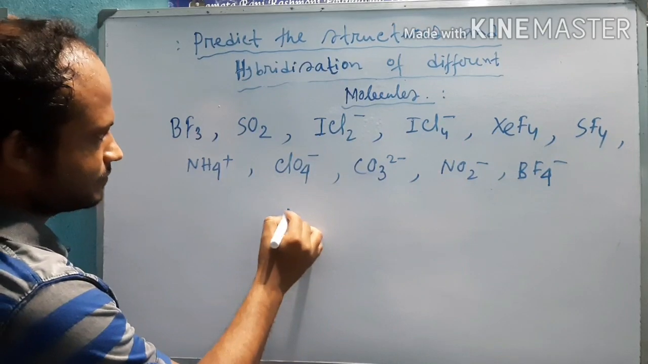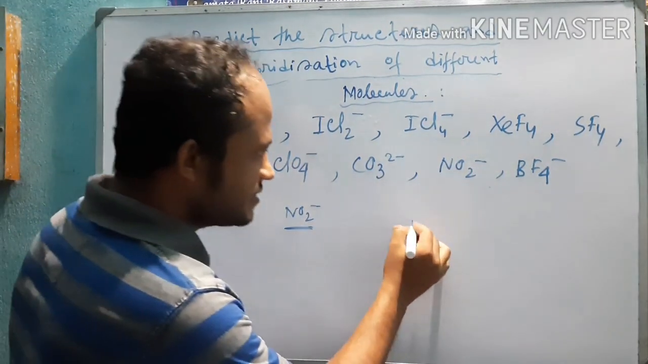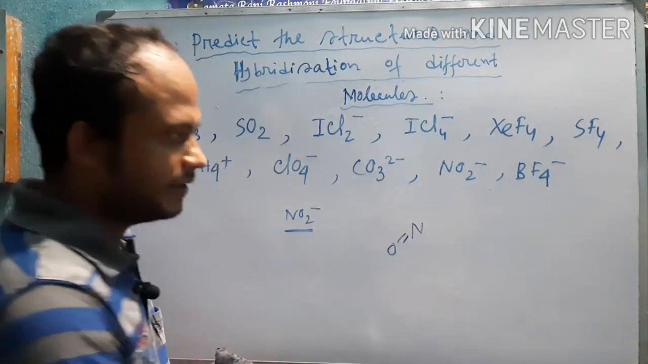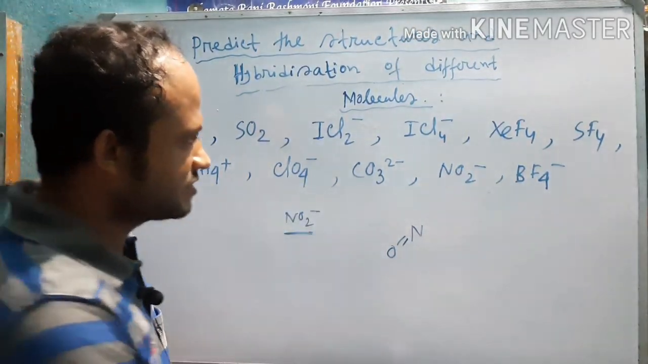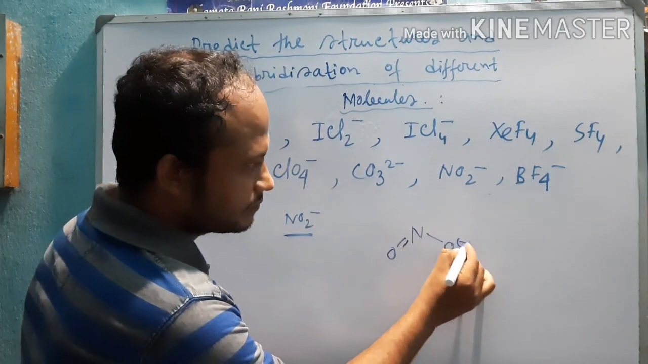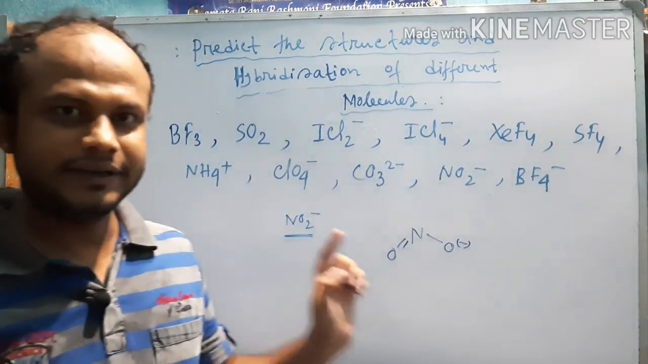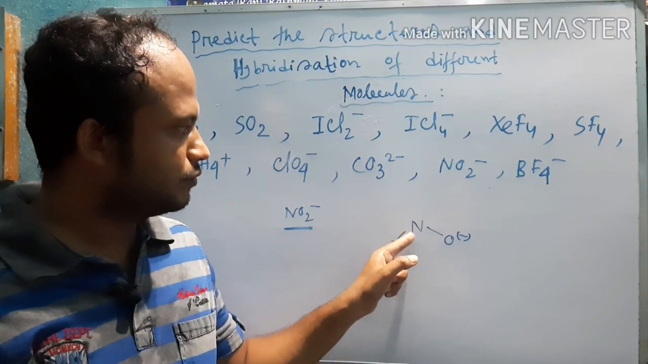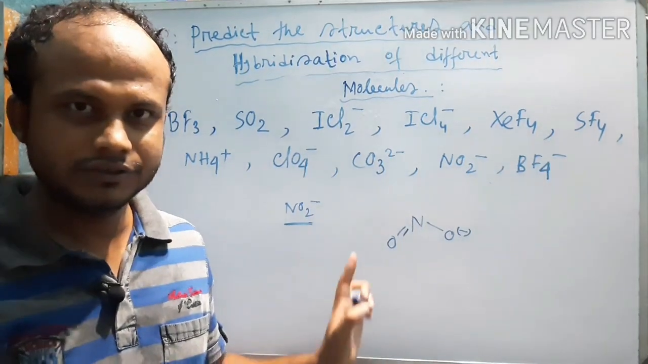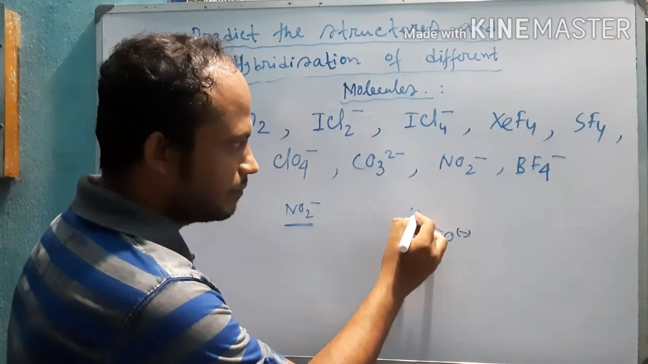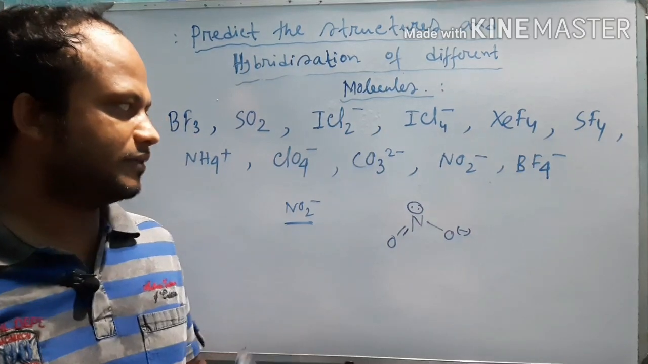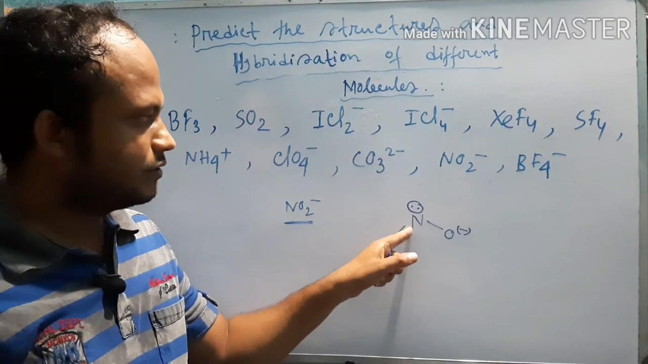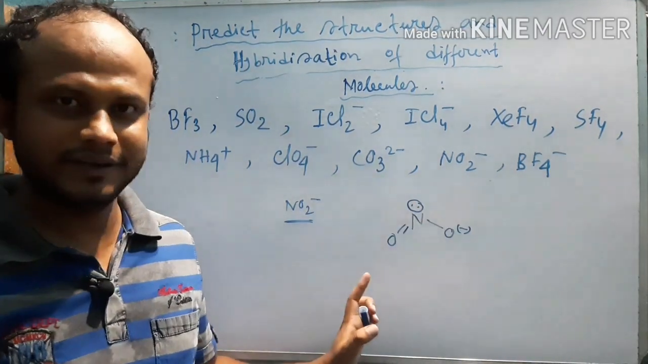Next, NO2 minus, with a negative charge. This nitrogen atom is attached to an oxygen atom with one double bond, and another oxygen atom like this. Now calculate the lone pair. Valence electron number is 5, here 1, 2, 3, so 3 valence electrons are used, so the number of lone pairs is 1, and a lone pair is 2 electrons. So 1, 2, 3, 4, 5 electrons.